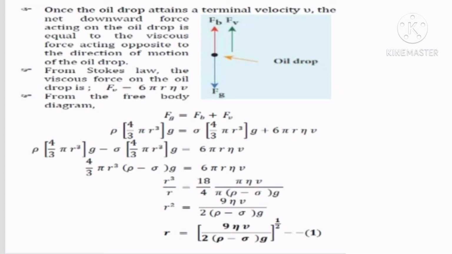From the free body diagram, we can write Fg is equal to Fb plus Fv, which means that the downward gravitational force is equal to the buoyant force plus the viscous force.